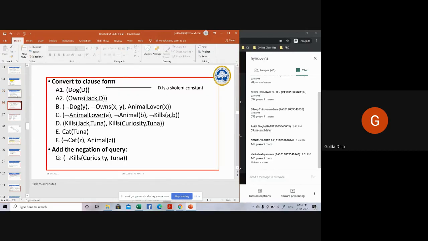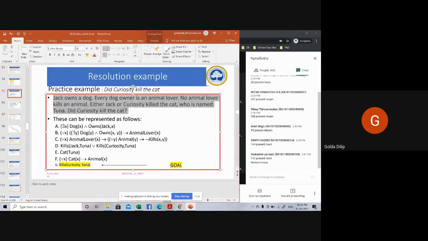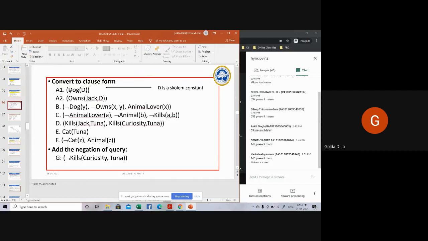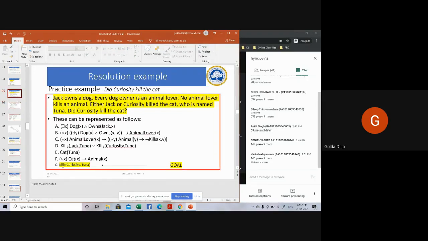First, you write the first order logic, then bring it to the clausal form. Clausal form is nothing but your CNF, which again I'm not going to work out. You can work it out later and arrive at these statements. This is your clausal form after applying the 9 rules. What was your goal? Goal is kills(curiosity, tuna).